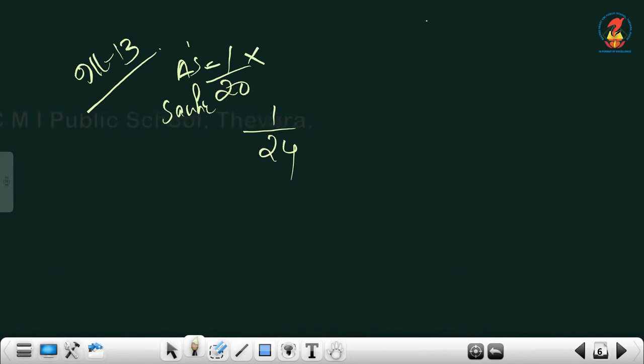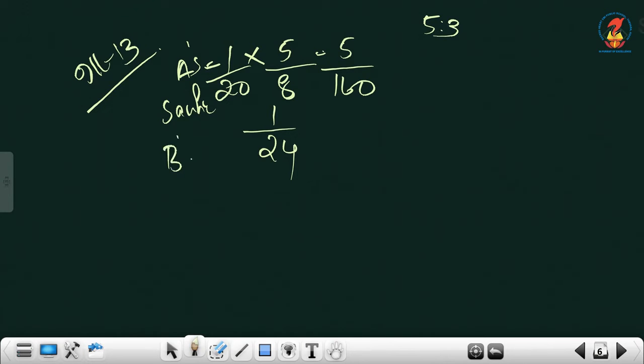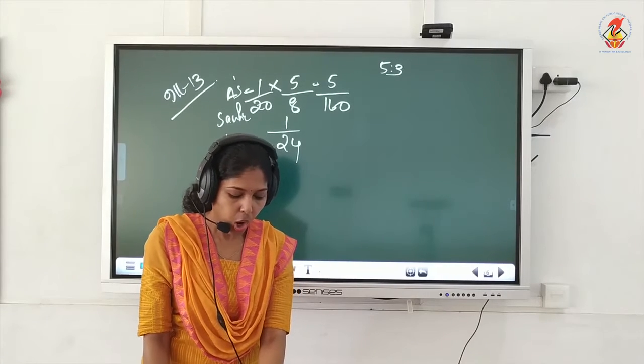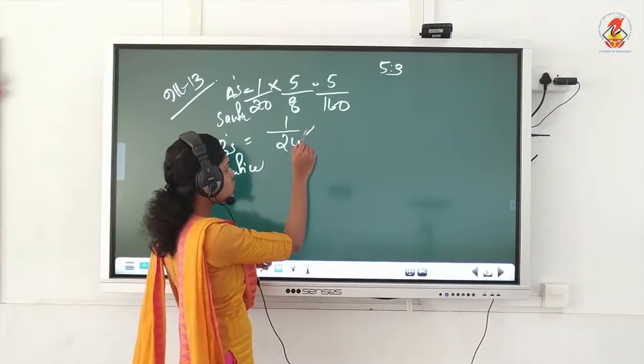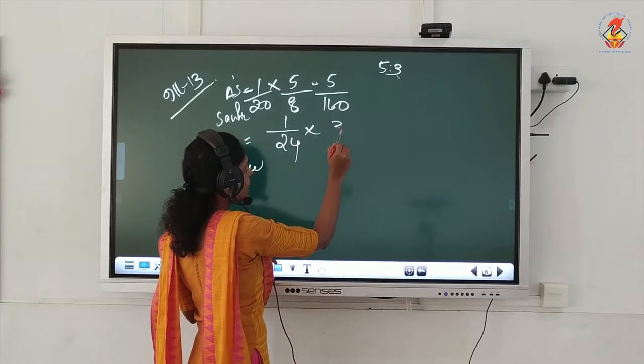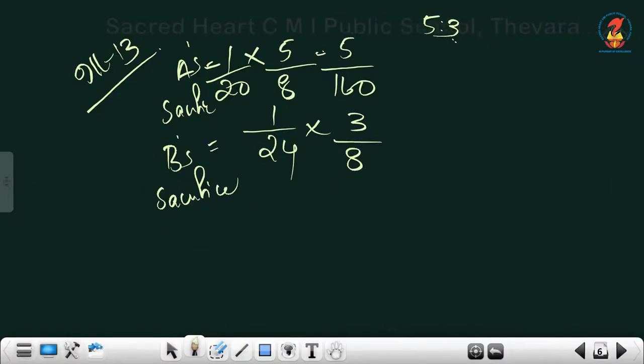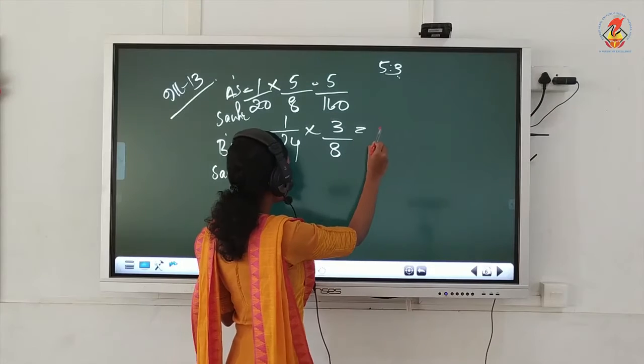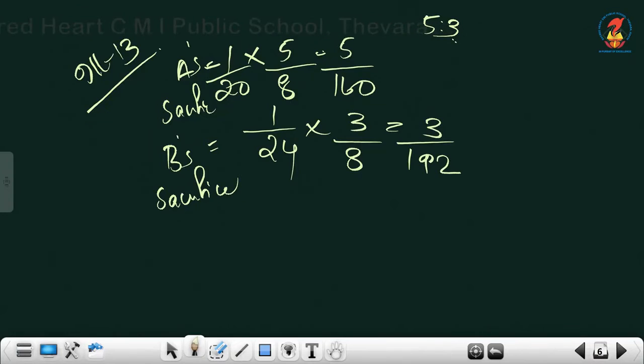What is A's share? Their proportion is 5:3. So this will be 5/8. You can write 5/160. Just multiply numerators and denominator. Then what will be B's sacrifice? Is it simply 1/24? It is not 1/24. It is 1/24th of his share. That means B's share, B's proportion is 3/8. Understood? So it will be 3/192.